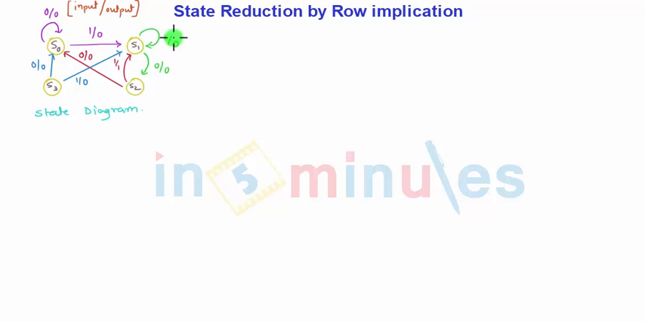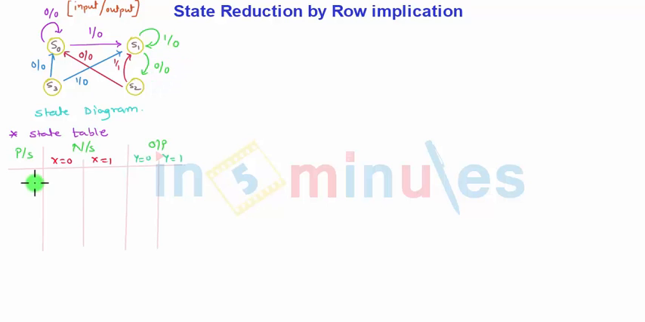Similarly, for S1, for input 1, it is going to remain in S1 only and output will be 0. For input 0, S1 will move to S2 and give output 0. So depending on this logic, I have made a state table. That state table will look like this one.